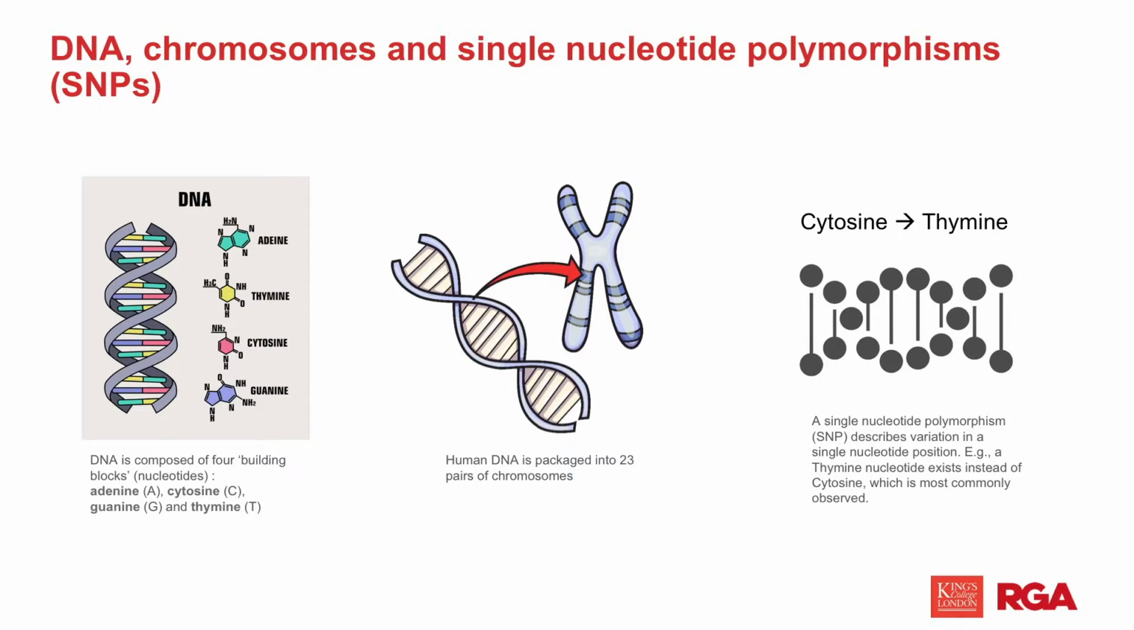Right, so the human genome is about 3 billion letters long, and we call those letters base pairs. As humans, we have 23 pairs of chromosomes, which is how the DNA is packaged. We inherit 1 chromosome from our father and 1 chromosome from our mother. Now, by far the most common sort of variation that we see in individuals is known as a single nucleotide polymorphism, or a SNP.